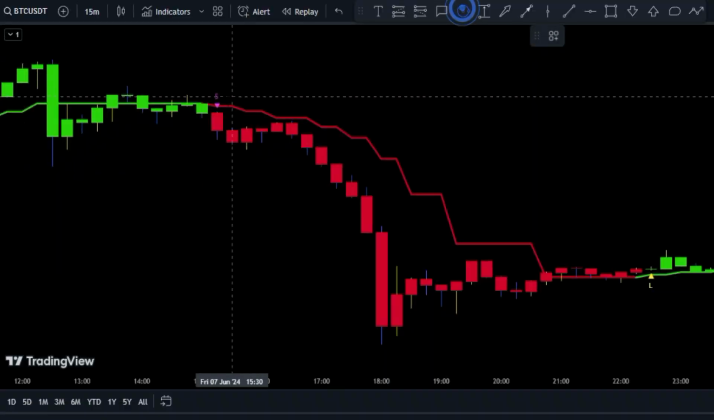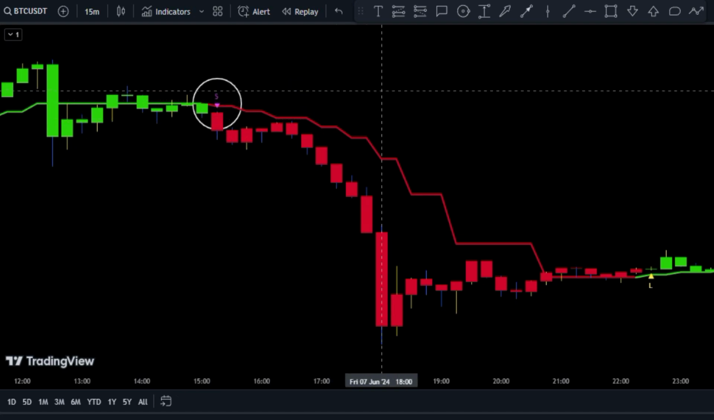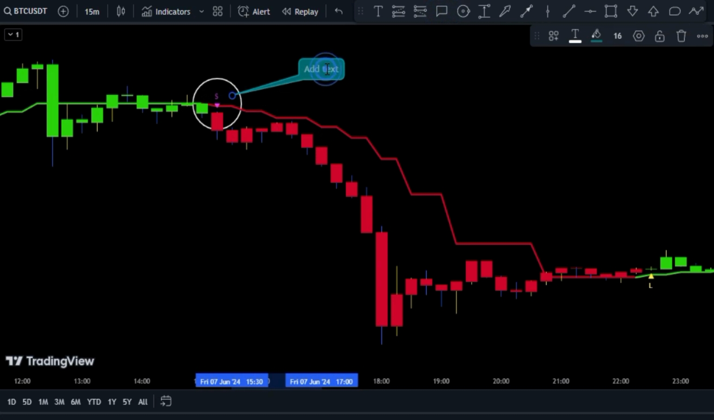On the other hand, when the line and candle bars switch from green to red, that's a short signal. That's when you might want to think about selling. The chart will show you an S to help you spot these moments.